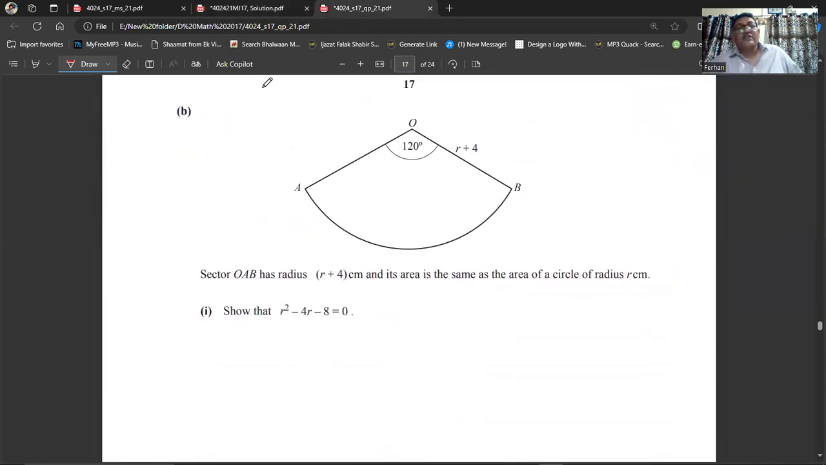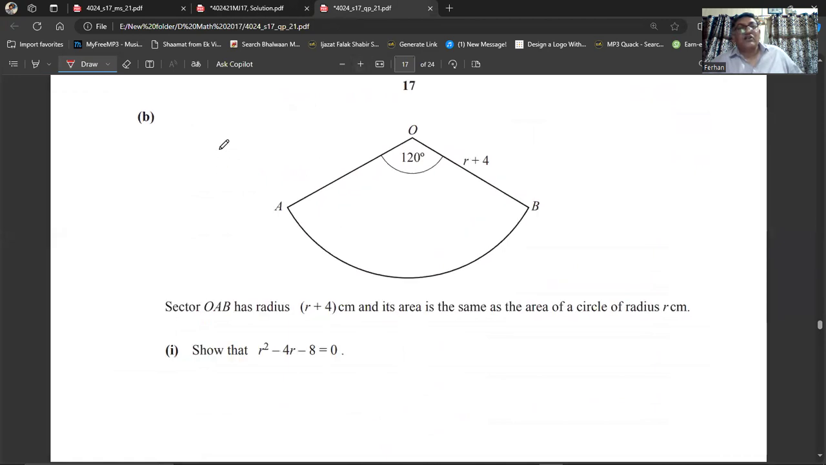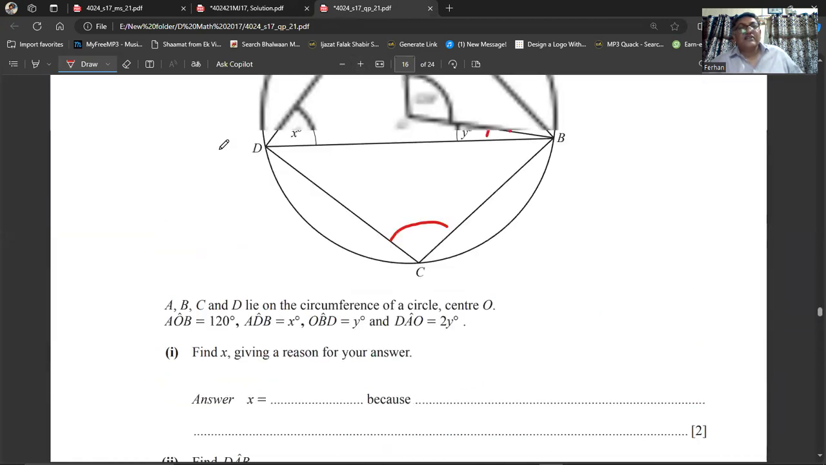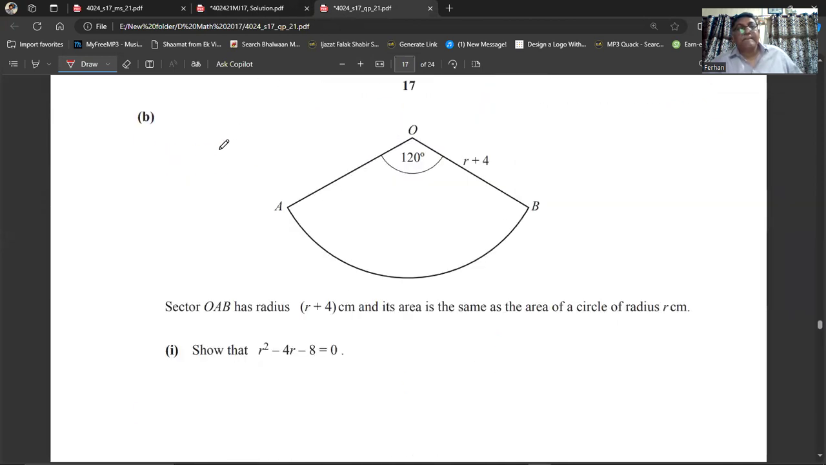Okay, now we are going to the next part, which is the B part of this question. I think this was question number 10. He says the sector OAB has a radius r plus 4 and its area is the same as the area of a circle of radius r. So the formula for the area of the sector is theta by 360 pi r square. Its radius is r plus 4 basically.